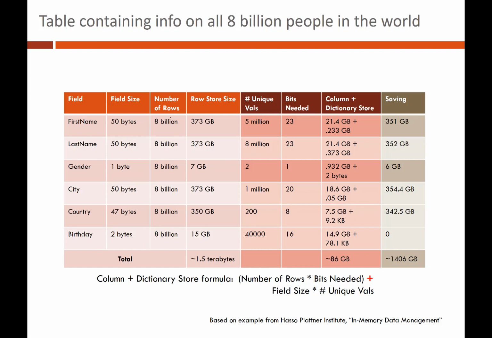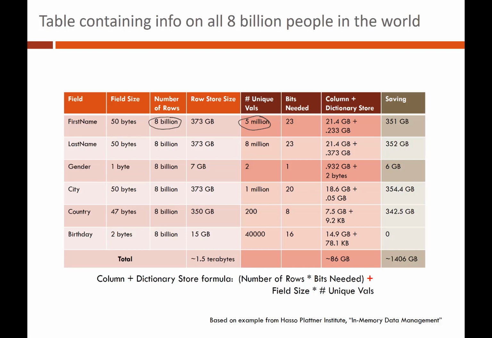Although there were 8 billion people, not all 8 billion people have unique first names. There are a lot of Bobs and Sues and Joes. So in fact, there were only 5 million unique first names. So you create a dictionary that stores all 5 million of those names just one time, and then you create an attribute vector that matches that.